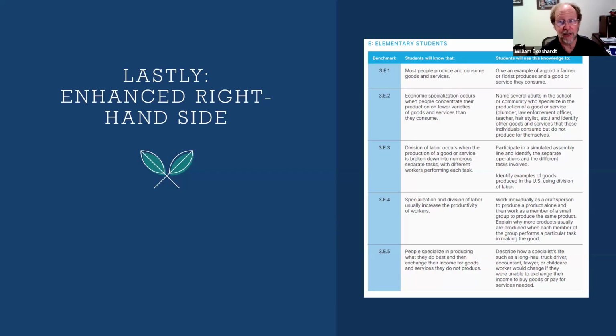We spent a lot of time on the right-hand side. So those of you who are aware of the standards, we have over here, students will know, that's our content standard. Use this knowledge to be able to do something. And on this side, we sent these out to a lot of reviewers, and a lot of them were told, look on the left, we're really interested in the content. And people were happy with the content, but people had tons of ideas about the right-hand side. And so it became apparent that we really needed to work on those, and we did.